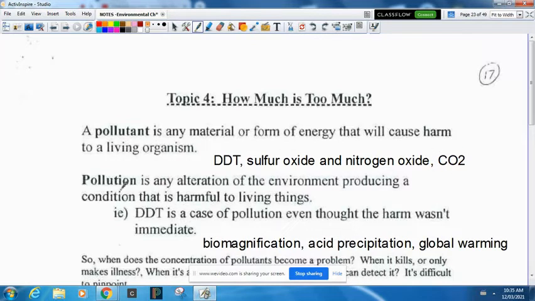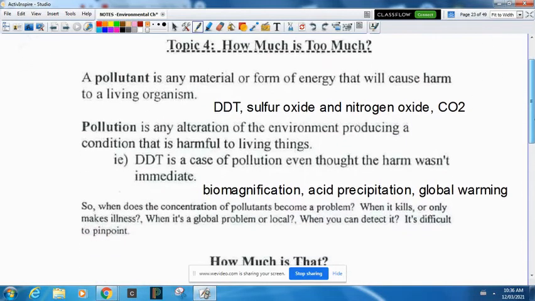And so pollution is any alteration of the environment producing a condition that's harmful. So DDT is the pollutant, biomagnification is a pollution. Sulfur oxide and nitrogen oxide are the pollutants. Acid precipitation is the effect, that is the pollution. Carbon dioxide is the pollutant. Global warming is the pollution, right? So pollutants cause pollution. So now, when does this become a problem?